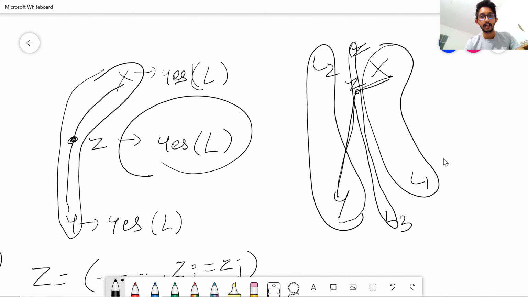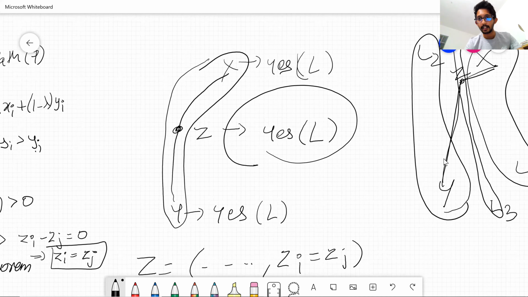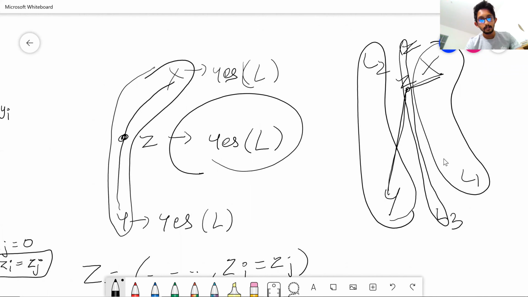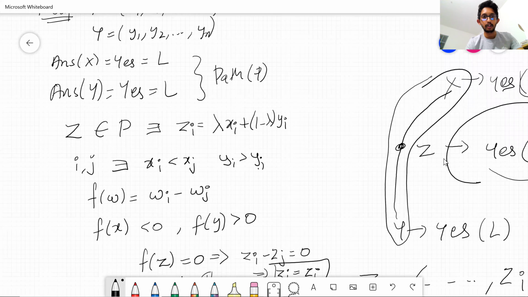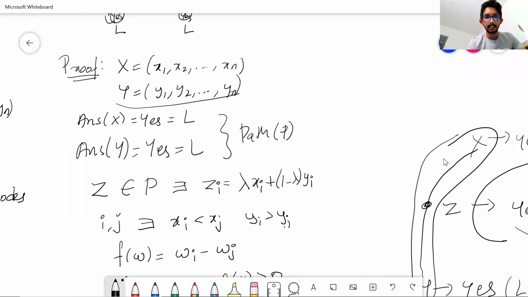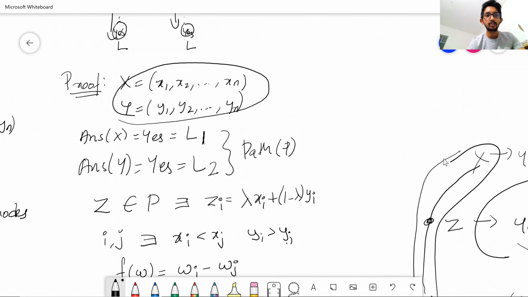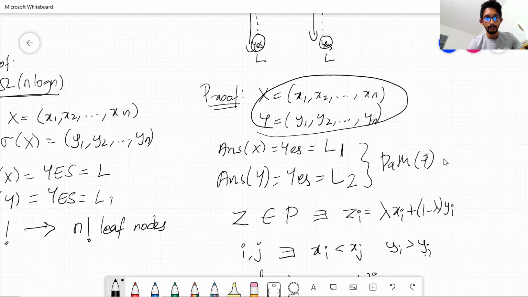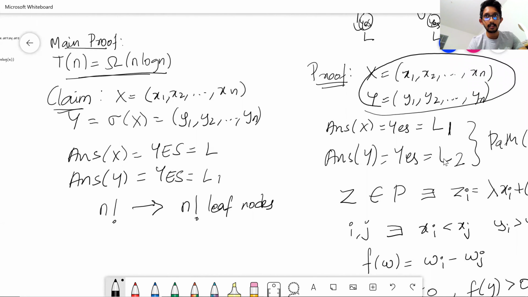So x and y are not connected. Because x and y are not connected, x and y are in different paths. And hence, we are able to prove that x and y give yes, but this is L1 and this is L2, not L and L. So we are able to prove our first claim, that if x is an array and y is also an array which is a permutation of x, the answer of x is yes and L1, the answer of y is yes and L2.